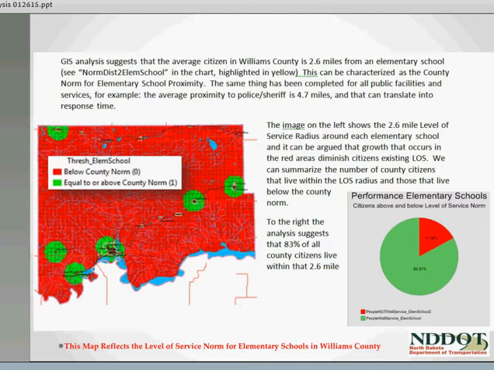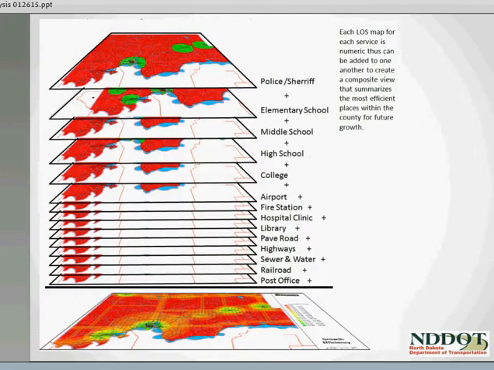Literally 83% of all the citizens in the county are within that 2.6 mile radius. And you can see who's well served and who's not well served. You can do this with each and every one of those. So you have these service radiuses based on the level of service norm that you can then add together to create this map that begins to characterize the most suitable places.